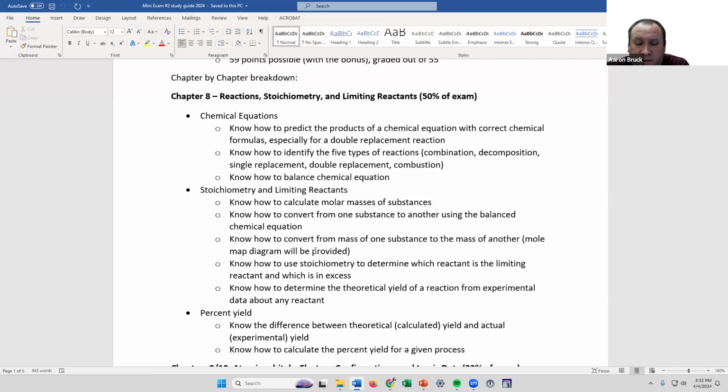And then finally, out of chapter 8, we want to look at percent yield. Percent yield, remember, is just the calculation between the theoretical and actual yields. So it's actual over theoretical times 100%. You need to know the difference between the two so that you don't get it confused, and you need to know how to do the actual calculation. Good thing for you, that's on the equation sheet that you're going to be given. So it's just a matter of knowing what that equation is and knowing how to use it properly.